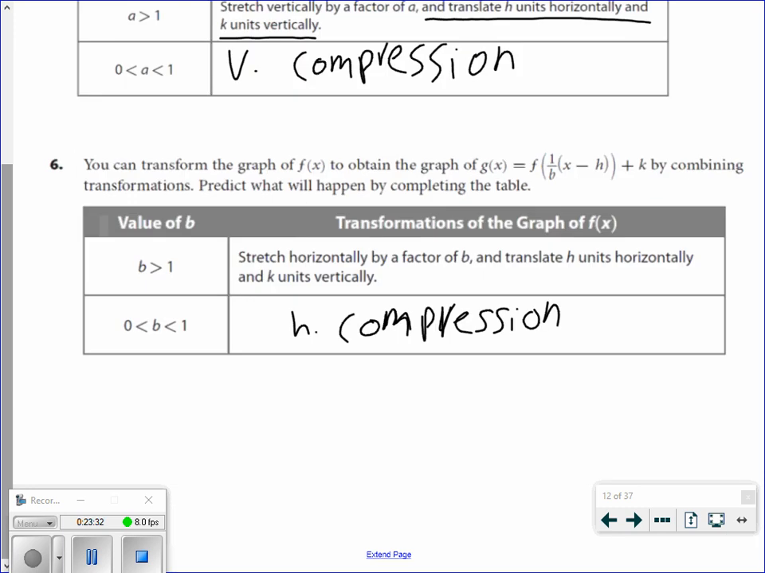And same thing with this bottom one here. It's saying the same thing. If your b value is between 0 and 1, you have a horizontal compression. When your b is greater than 1, you have a horizontal stretch. And same thing, you can have multiple parameters in one. You have your b, h, and k all together, and you just have multiple transformations happening all at once.